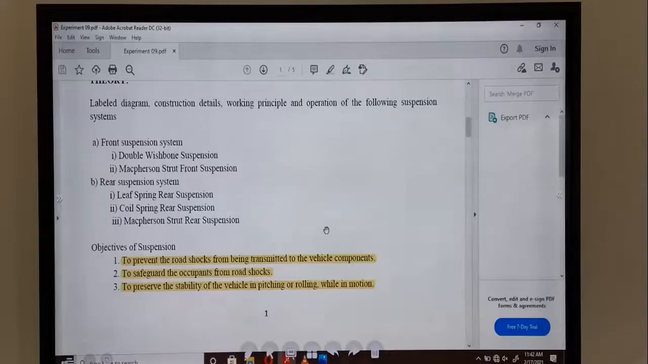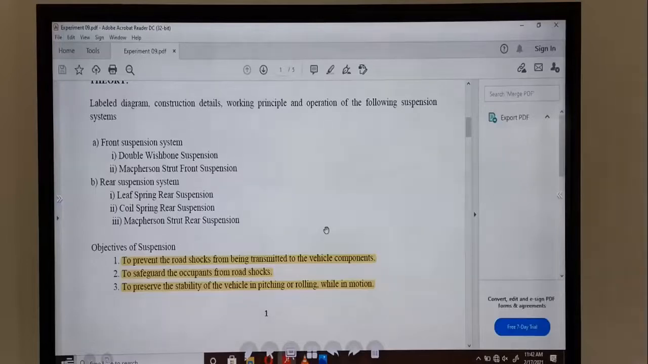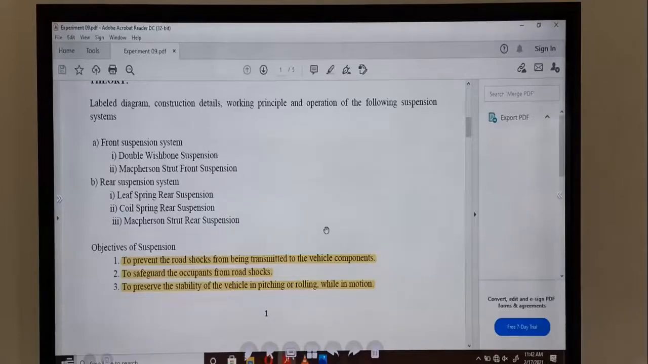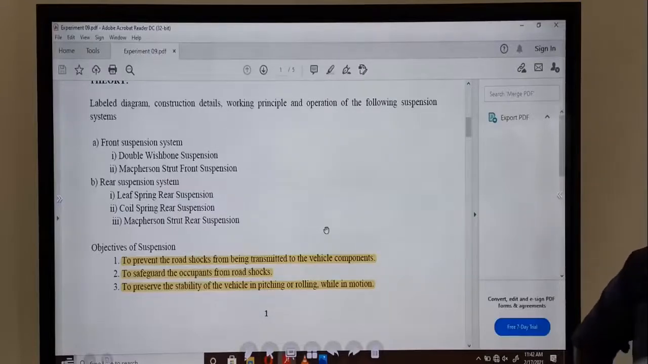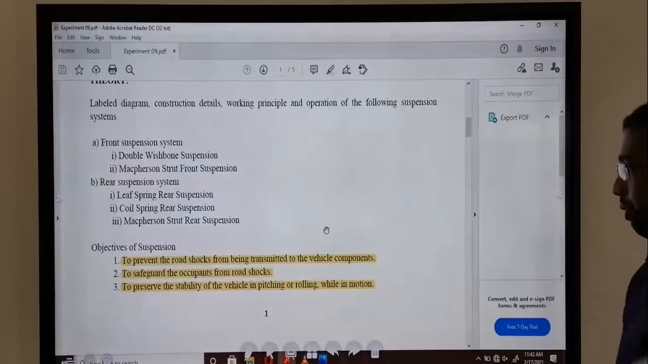Okay. So first, what are the objectives of suspension? Here there are three main objectives mentioned. First, prevent the road shocks from being transmitted to the vehicle components. So it saves the vehicle components from the road shock. The second, safeguard the occupants from the road shocks. The occupants means the driver or passengers. It also gives safeguard to the occupants. The third one, preserve the stability of the vehicle in pitching or rolling while in motion.